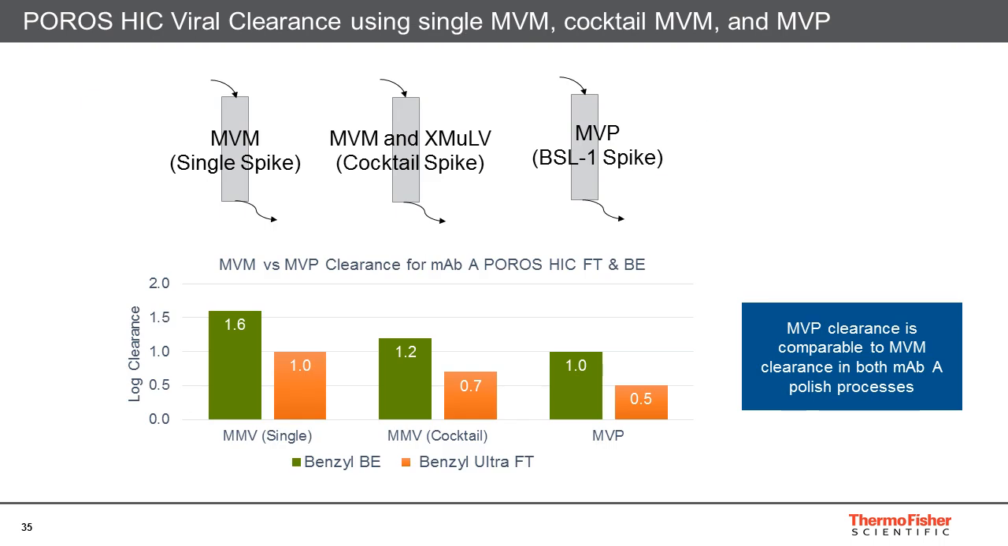So here I'm just summarizing the data. It's a side-by-side comparison of the live viral clearance study, and so MVM clearance as either a single spike, cocktail spike, or the MVP study done at BSL-1, just on the benchtop. You can see for both mAb bind-elute and flow-through processes in green and orange, the MVP clearance is very comparable to the MVM clearance within a half a log range. And this really supports further use of the MockV particle kits as process development tools to really predict and map out these process conditions.